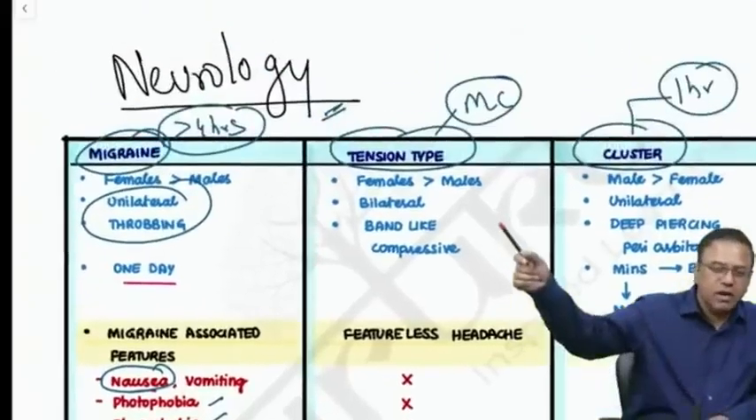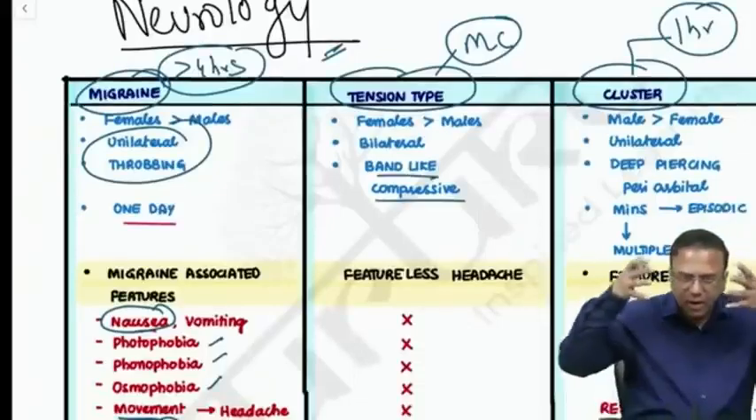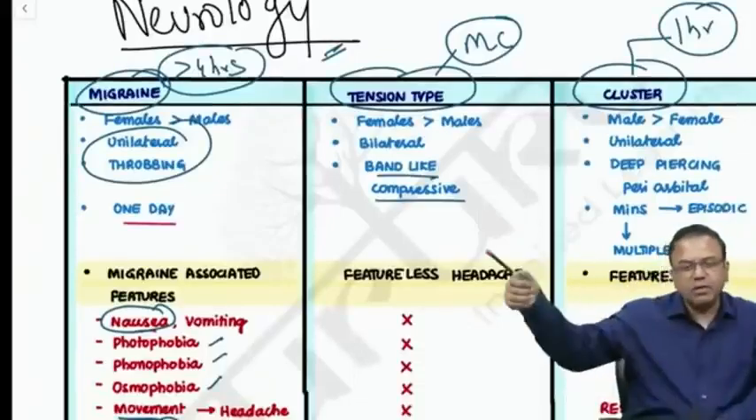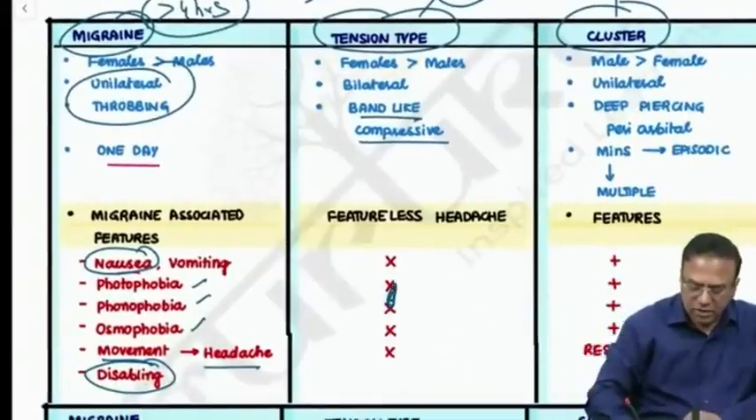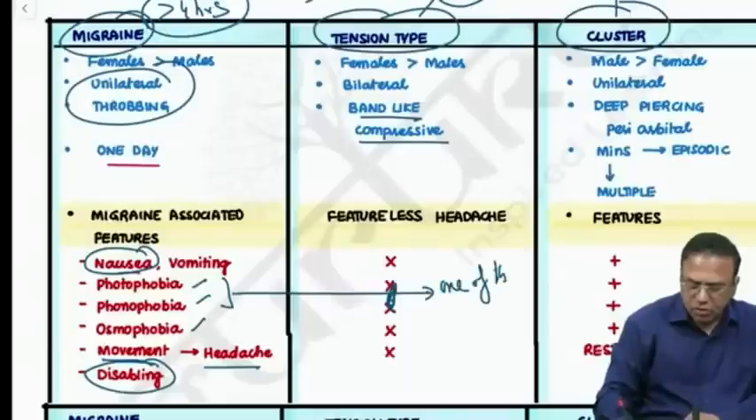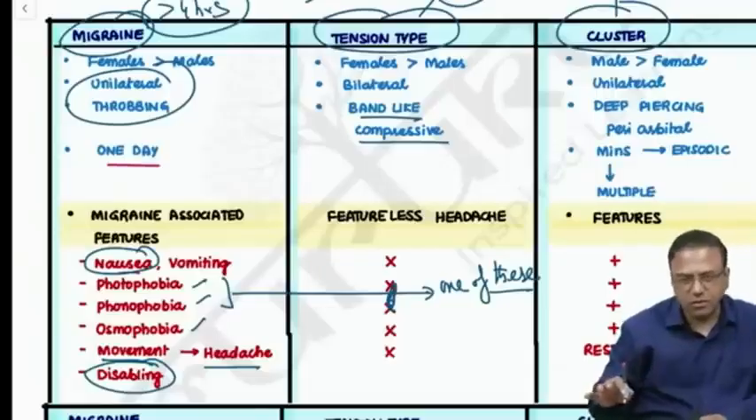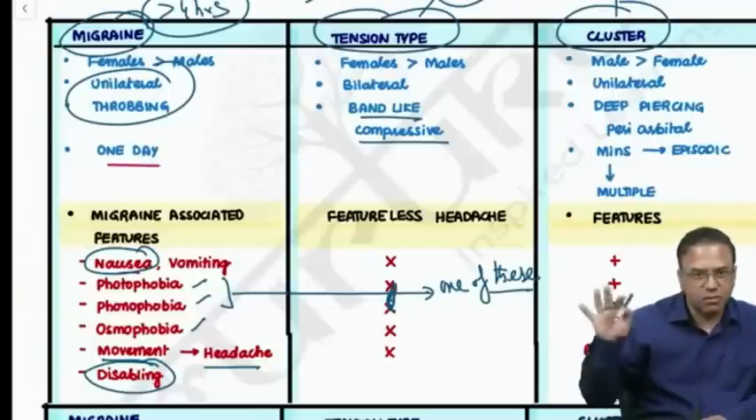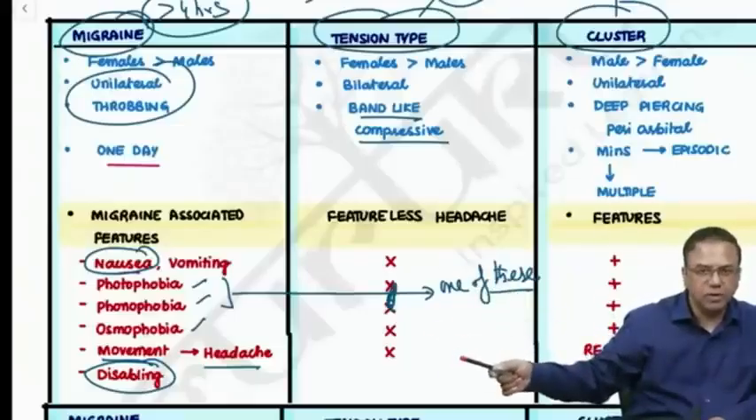A tension type headache is basically band-like, non-throbbing, gripping kind of headache, as if somebody is holding the head and compressing. There is none of these features. However, more recently now the guidelines are suggesting one of the two, photophobia and phonophobia, one of these may be present, not both. You may have photophobia in some patients, you may have phonophobia in some patients. Both should not be there. One of them may be there. But there's no nausea, no osmophobia, no relationship with movement.